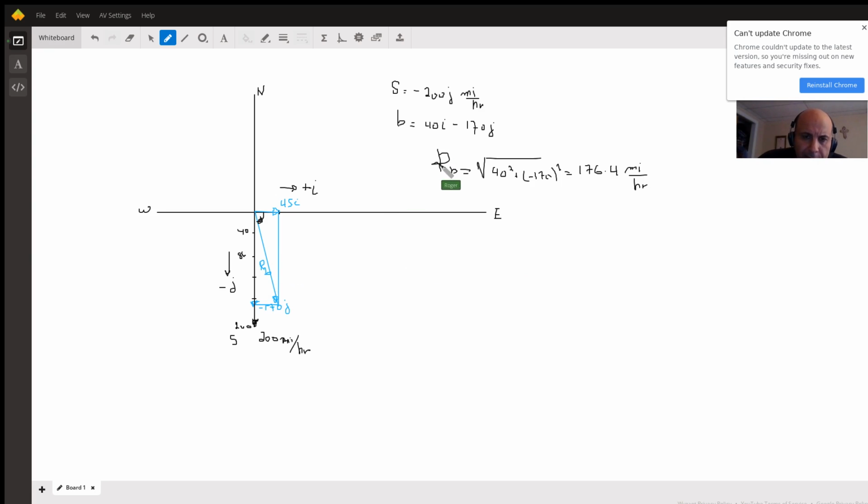Now, s is already given in vector form. If I want to find theta, which is this angle here, that will be tangent inverse of opposite over adjacent. So theta will be tangent inverse of the opposite, which is this component here, minus 170, over the adjacent, which is 45.